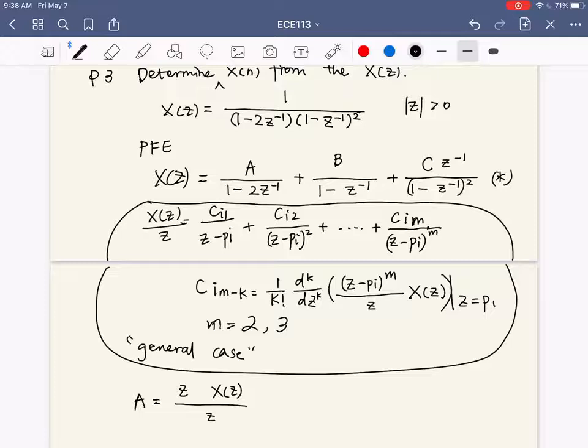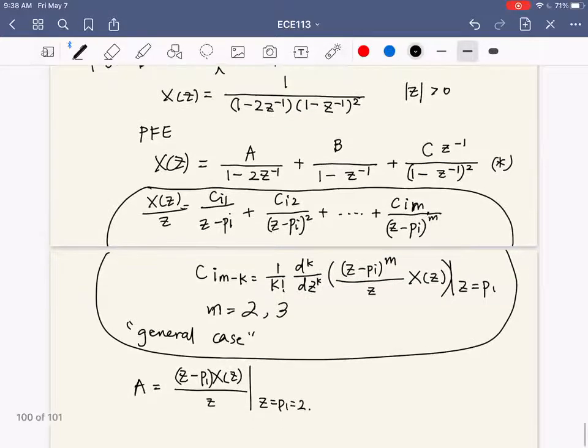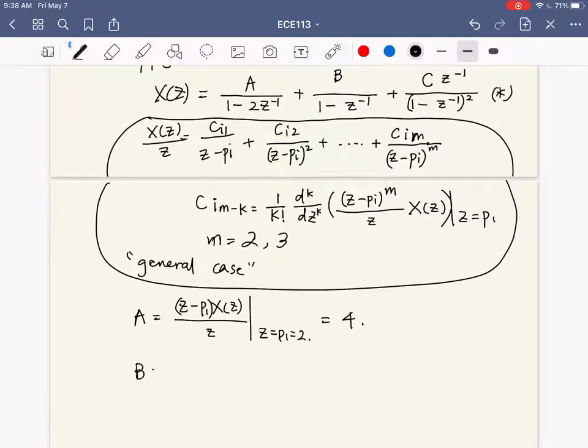So the first pole is 2. In this way, we'll get our A. Thank you for your answer. The A should be 4 here. And similarly for B, B should be -3. And as you said, the C is a little bit different. Okay, so similar for C, but B is a little bit different. So for B, you have to do this.